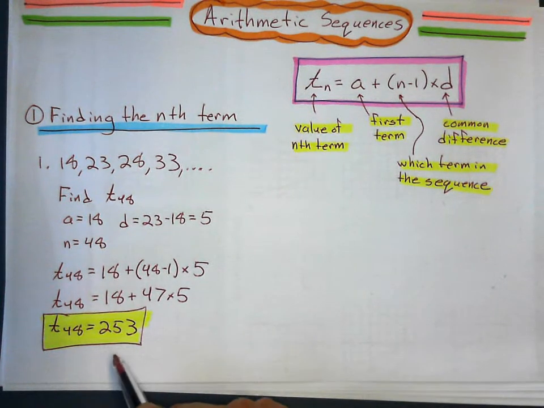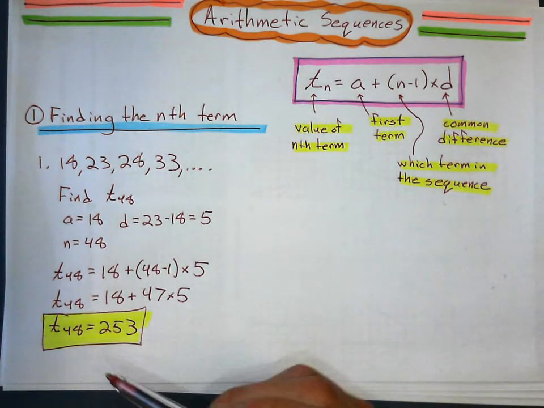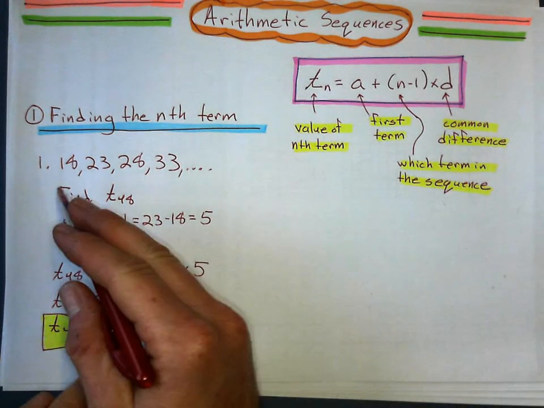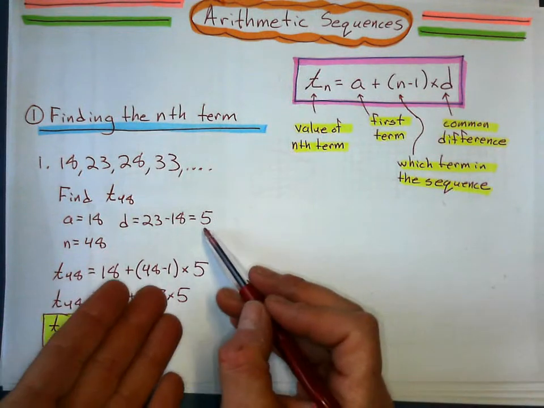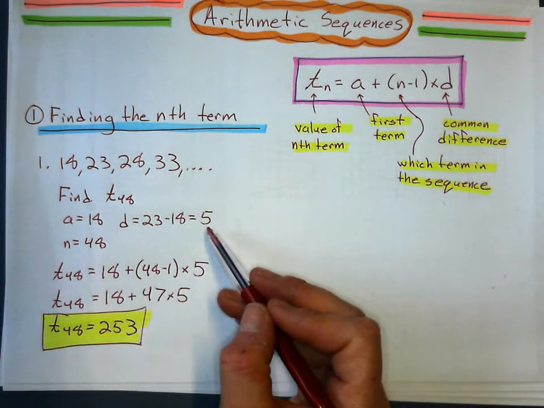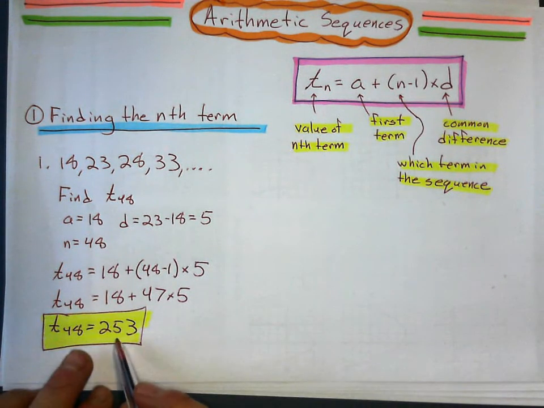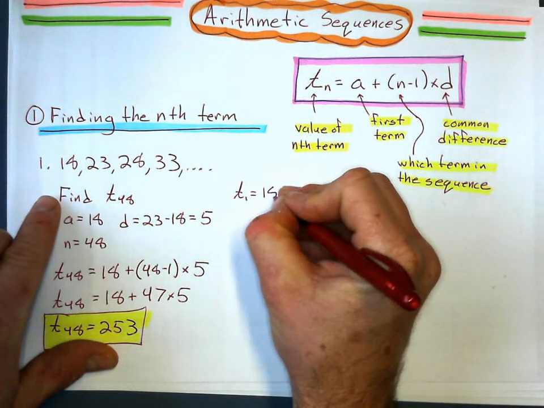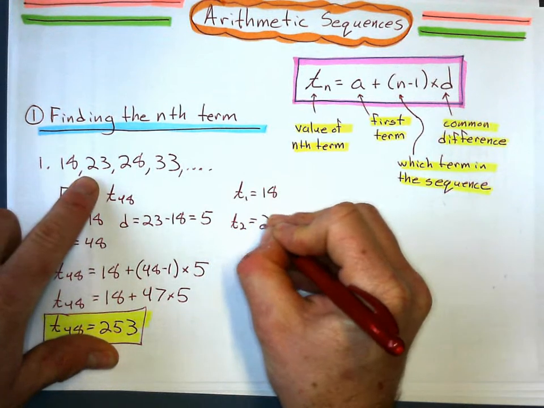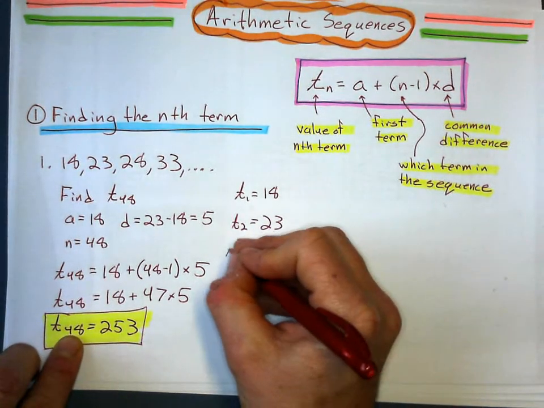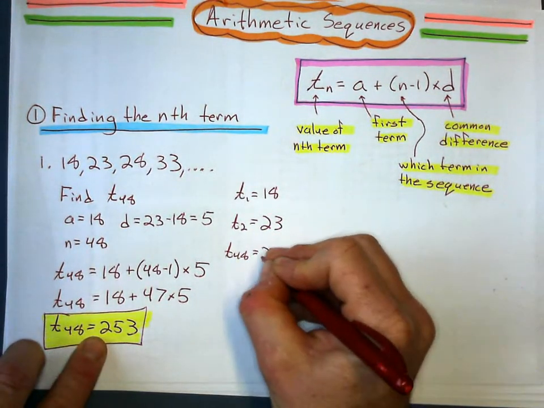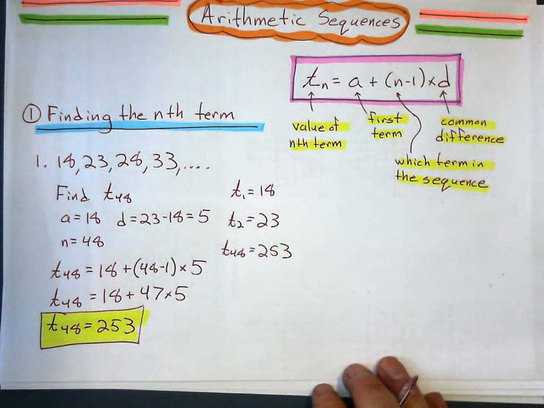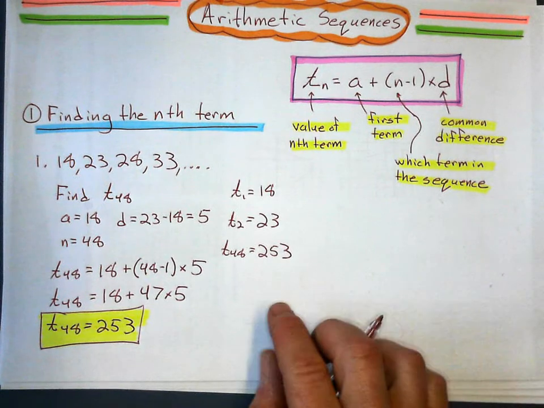Okay, and this is similar to linear patterns and writing the equation of a line given 2 points. It's extremely similar. If the common difference is 5, that's kind of like the gradient of a line, and we can look at these as coordinates almost. First term is 18, second term is 23, and the 48th term is 253. So arithmetic sequences are like linear patterns. They're going to go up or down by the same amount each time.